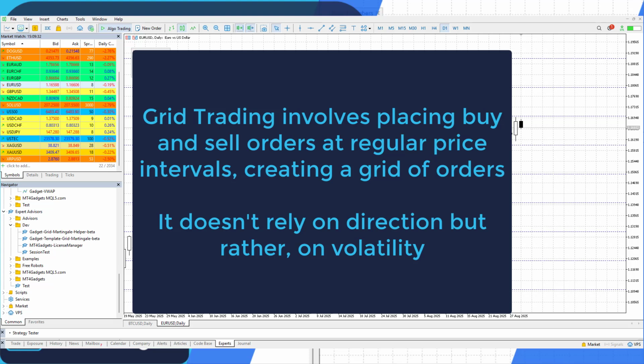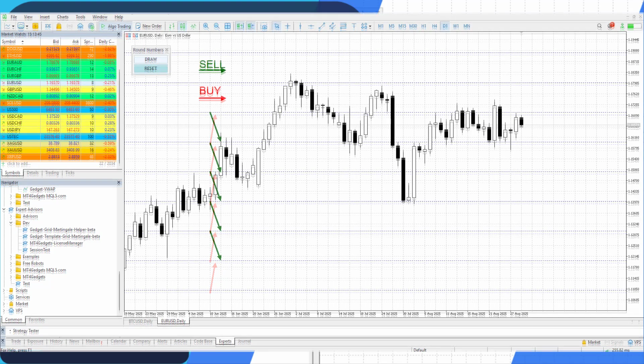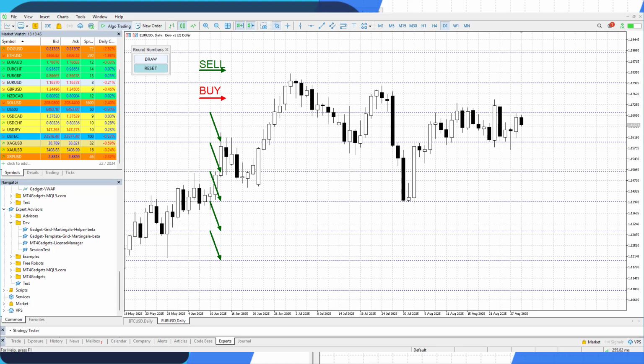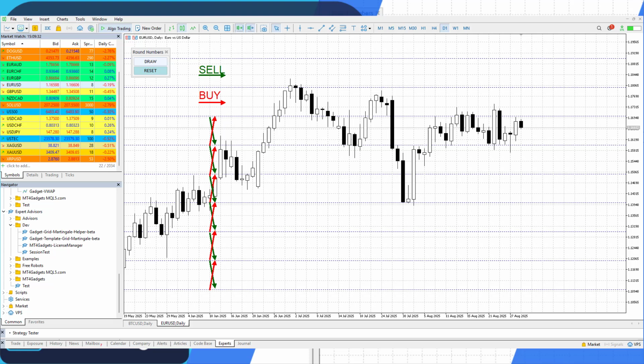There are several types of grids. Directional grids place orders only in one direction, either only long, buy, or only short, sell. Non-directional grids place orders on both sides, creating a symmetrical structure of buys and sells.